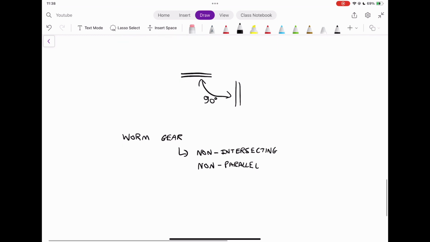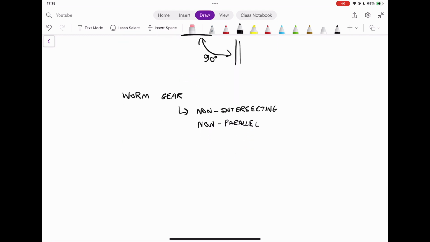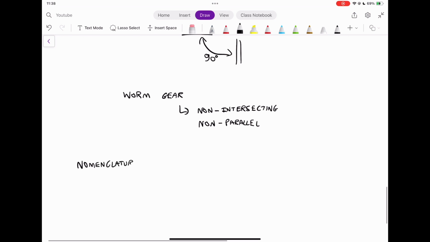And in some cases it is used for some applications, which we'll talk about later. This is typically a screw type design where you have a screw and then a straight spur gear or a helical gear working with that. So the next thing we want to talk about is nomenclature.